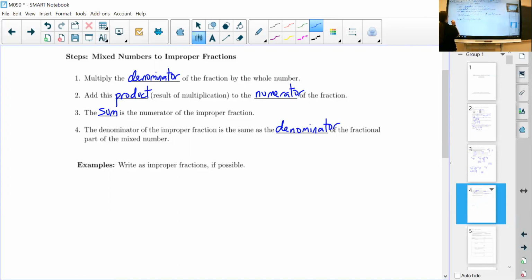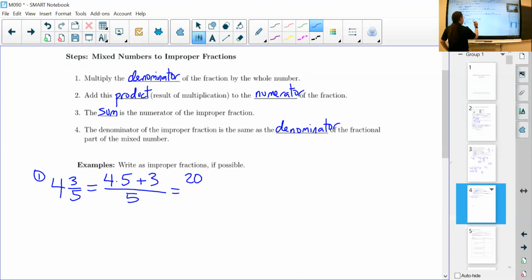So, some examples. Let's take a look at 4 and 3/5. I'm going to multiply the denominator by the whole number. Sometimes I write it as 4 times 5, sometimes as 5 times 4. Of course, it doesn't matter. I'll go 4 times 5, add in my numerator, all of that over the same denominator. Work through it, and I get 23/5.